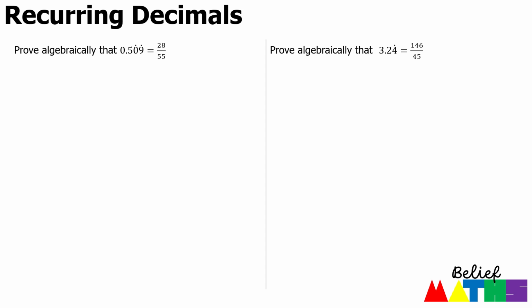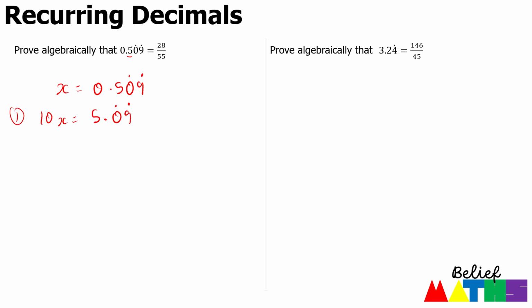So just a reminder, we go x equals 0.509 and the 0 and 9 are recurring because that's our original decimal. Then we get rid of the non-recurring part, so there's one non-recurring digit, so that's 10x is equal to 5.09 recurring, and that's equation 1.